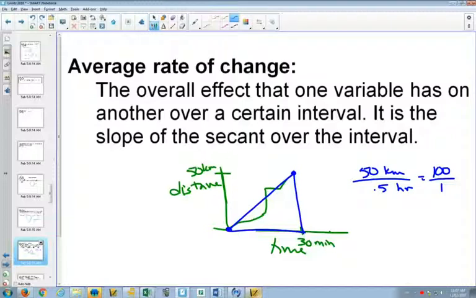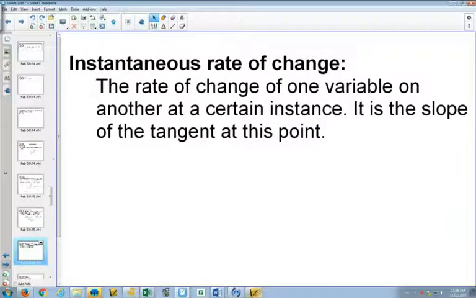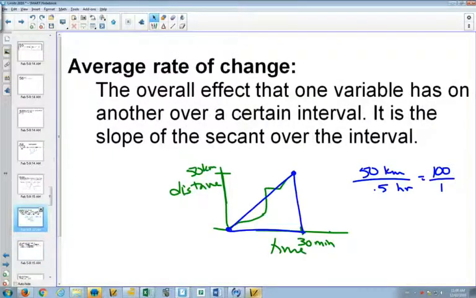Now, if you wanted to find the instantaneous rate of change, that would be finding out how fast I was actually traveling at a specific point. So now we're going to go back to our graph here. Yeah, this graph is really bad. But anyways, if I pick a point right here, and I would draw the tangent of that, okay? And I would figure out the slope of the tangent at that point.